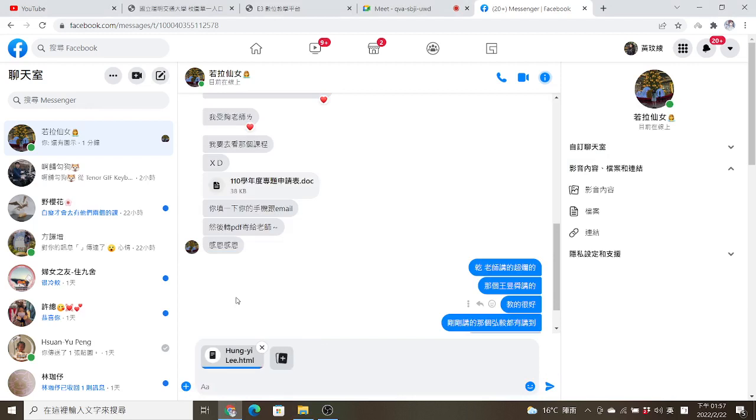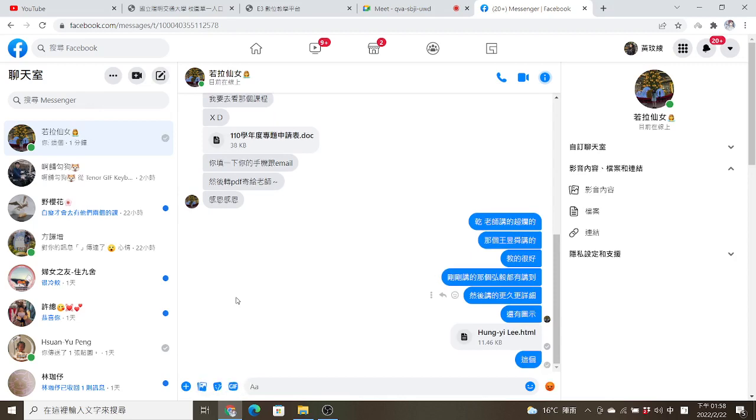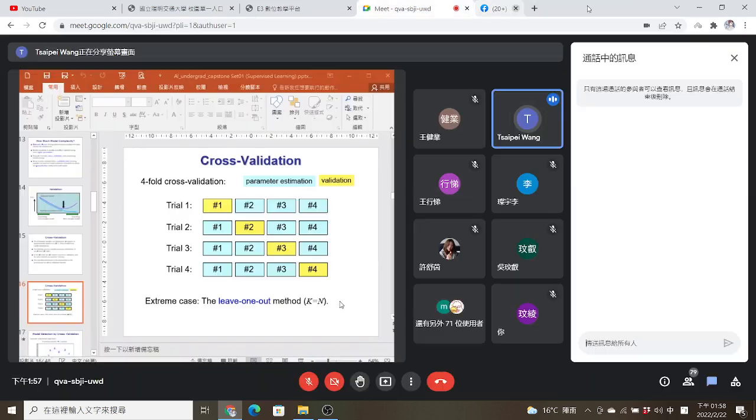And leave one out is used when there's an extremely small number of training samples. Like if you have just 5 samples, then you repeat it 5 times. Each time you just keep 1 sample as validation. That's called leave one out.